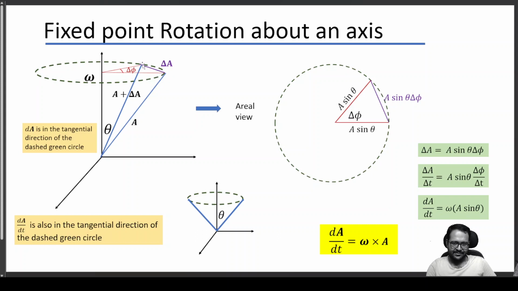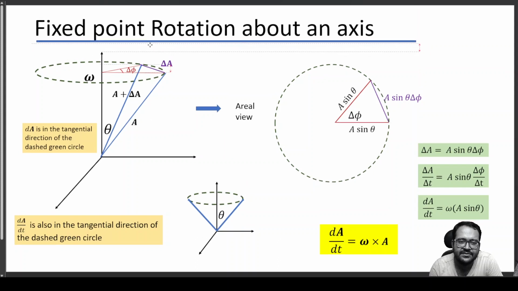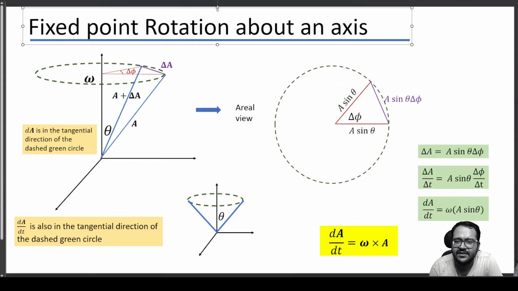A danda, a rod, is rotating like this. So its angular velocity is in this direction, the upward direction. If the vector is A in this initial position, the vector is A plus delta A in the next position. So I can say that your vector has got an increment of delta A in this direction.